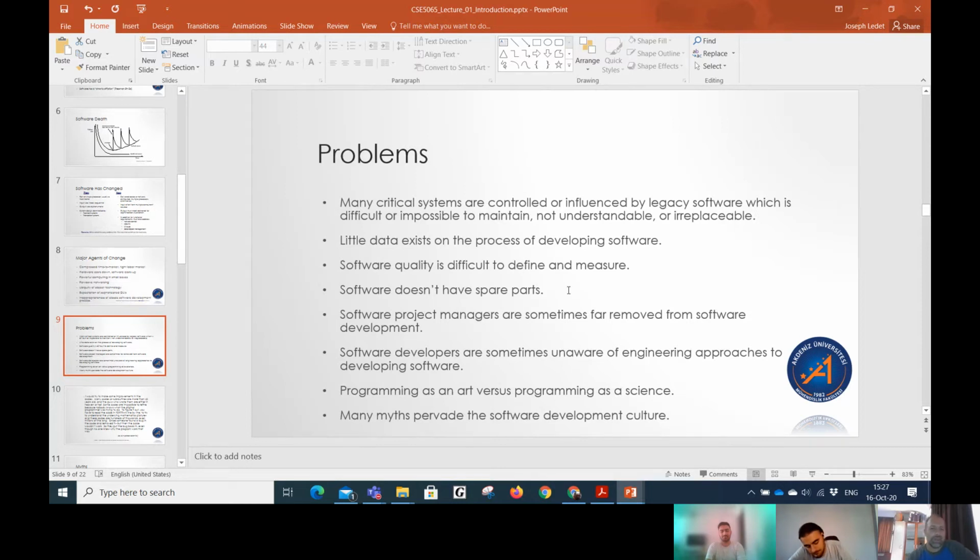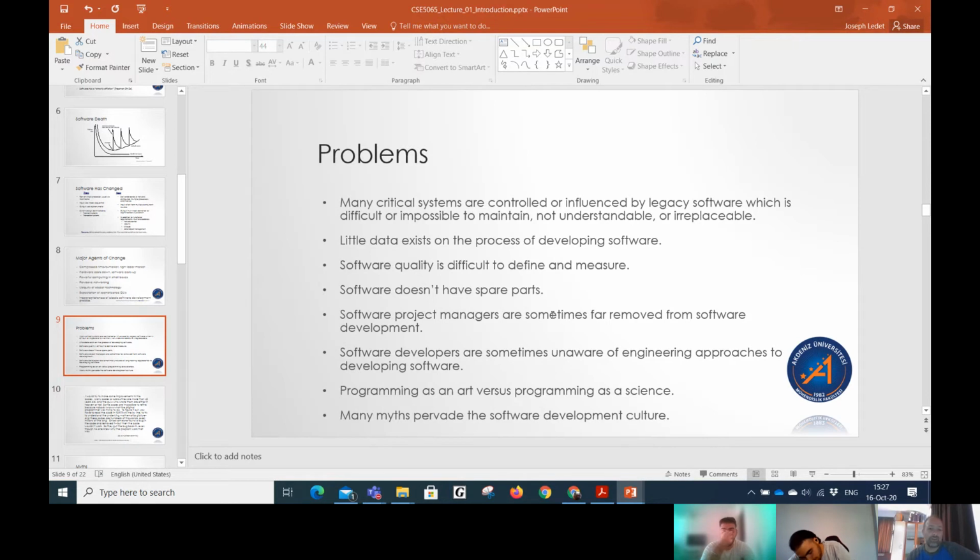Software doesn't have spare parts. It's not like a car where if the battery dies, you put in a new battery, right? Software doesn't have that. You can't say, oh, well, that variable stopped working, let me put a new variable into that code. That's not how it works, right?